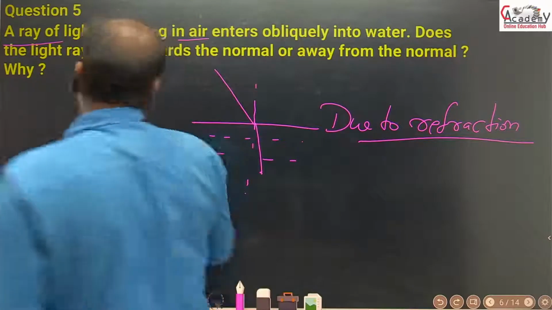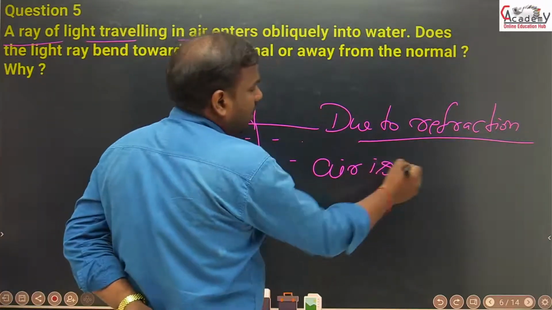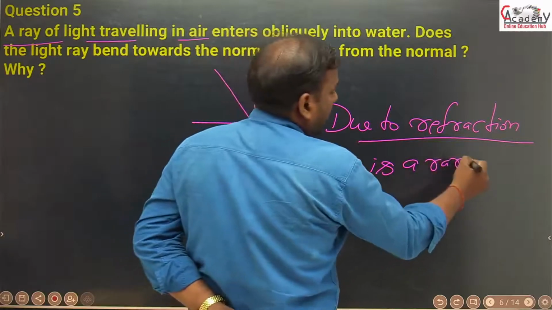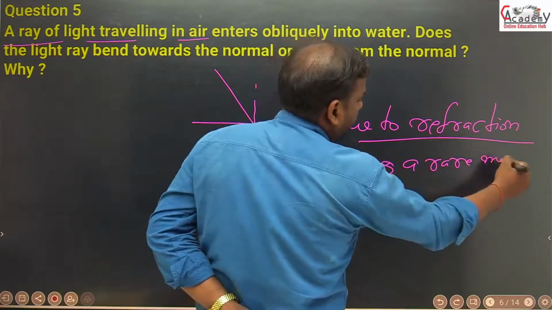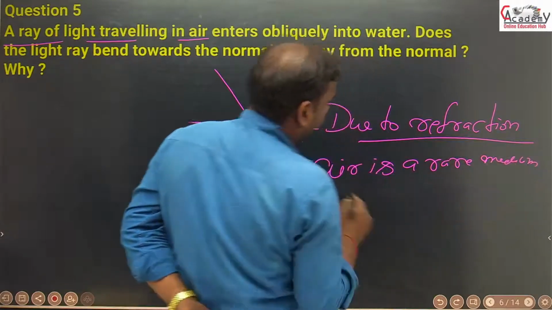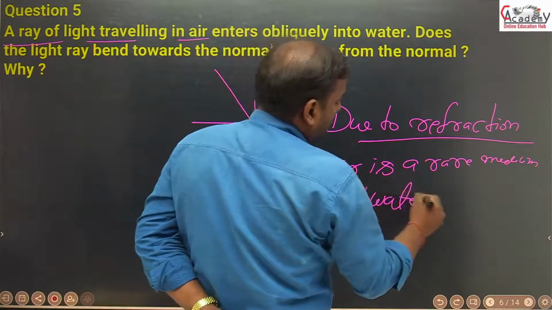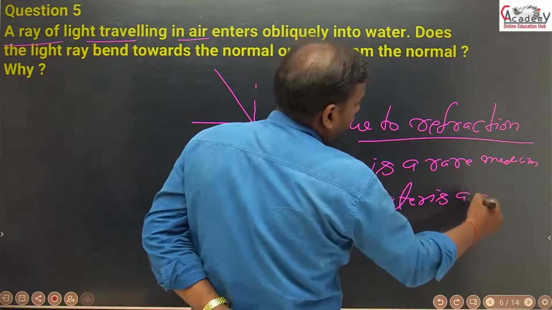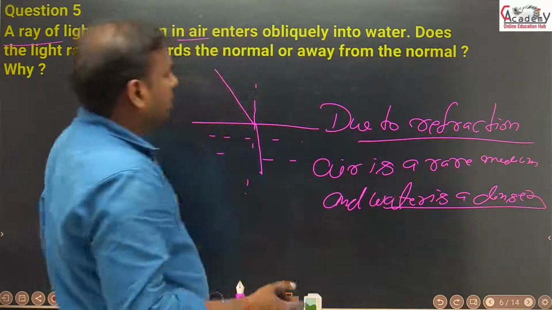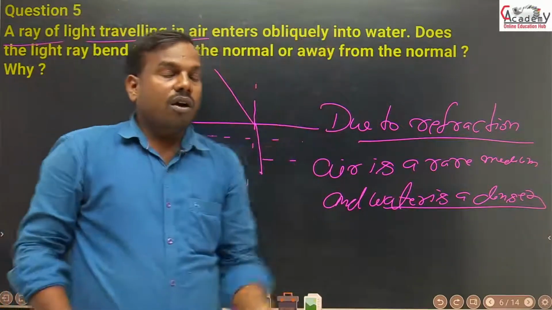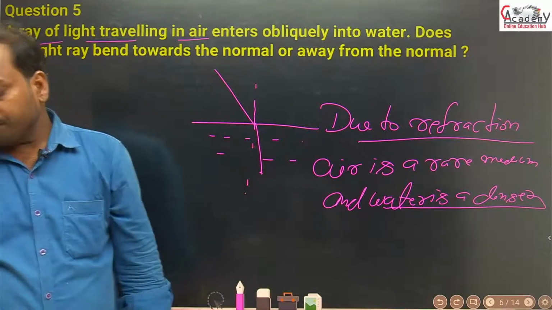Why refraction? Because air is a rarer medium and water is a denser medium. So the ray of light always bends towards the normal. Is that clear?